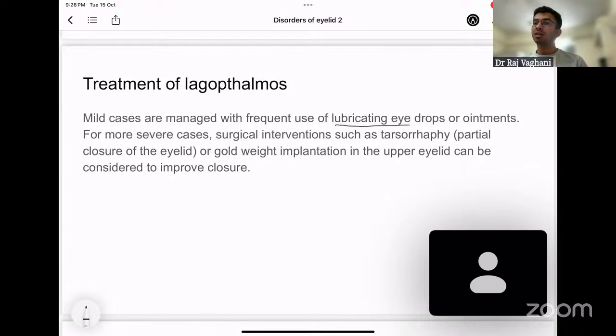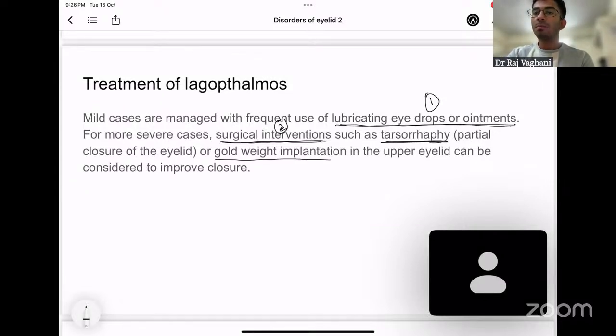So this person cannot blink because he is not able to close his eyelids. And if he is not able to blink, then we have to give some lubricating eye drops or some artificial tear film to protect his eyes. So one option can be lubricating eye drops or ointments. For more severe cases, surgical interventions like tarsorrhaphy. So surgical intervention is the second treatment of choice, such as tarsorrhaphy or gold weight implantation. Tarsorrhaphy or gold weight implantation are the two surgical techniques in the upper eyelid which we can consider to improve your eyelid closure.